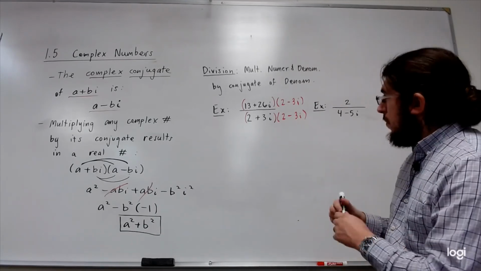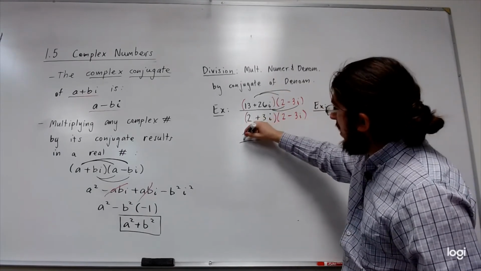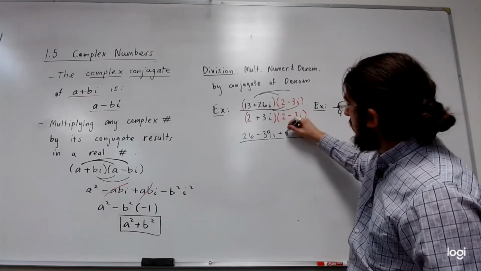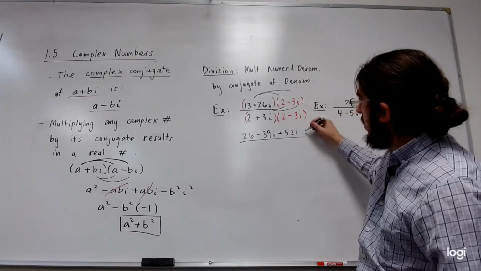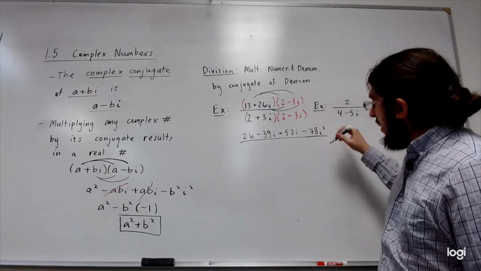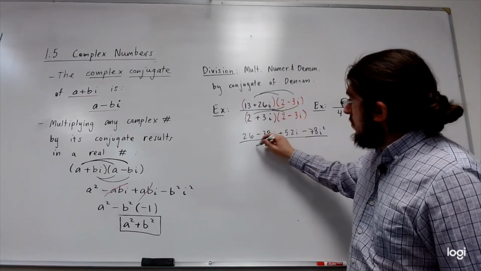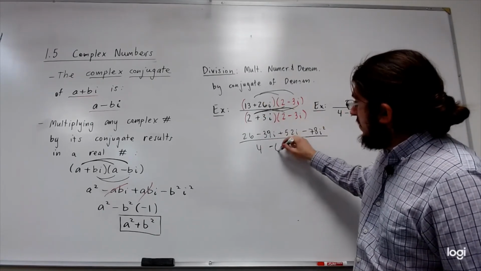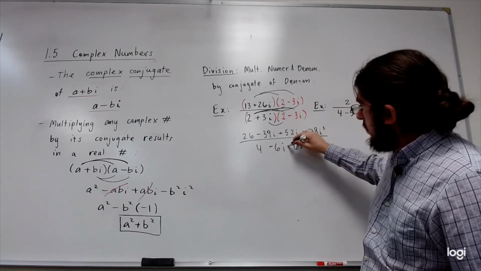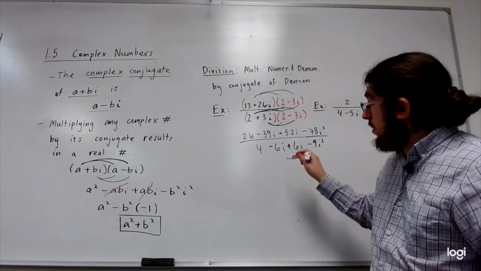Good. So on top, we get some distribution, or some FOILing, I should say. So we'll get, let's see, 26 minus 39i, and then that's plus 52i. Good. And then let's see, 26 times 3. What's 26 times 3? So as it turns out, it's 78i squared. On the bottom, what do we get after FOILing? We get 2 times 2 is 4. That's negative 6i. That's positive 6i. And then finally we get negative 9i squared. Notice the middle two terms cancel out.